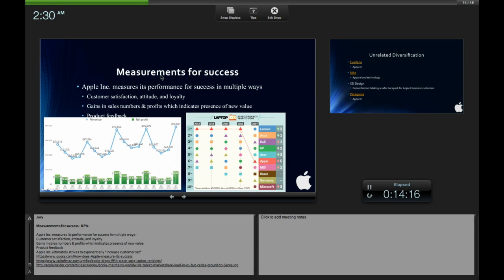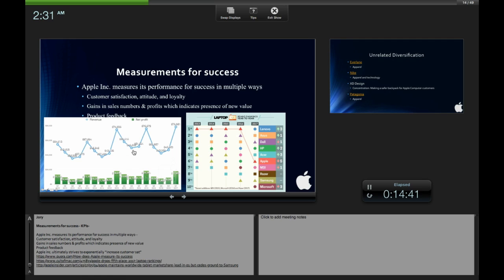Moving on. Measurement for success. This is Yori as well. He's going to be explaining how Apple Inc. measures its performance for success in multiple ways: by customer satisfaction, attitude and loyalty, or by gains in sales numbers and profit, which indicates the presence of new value.